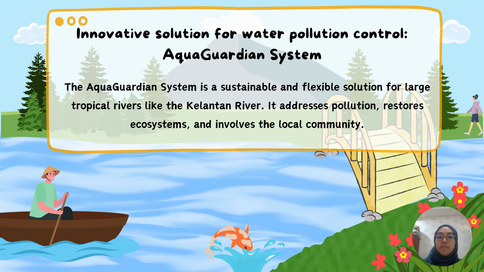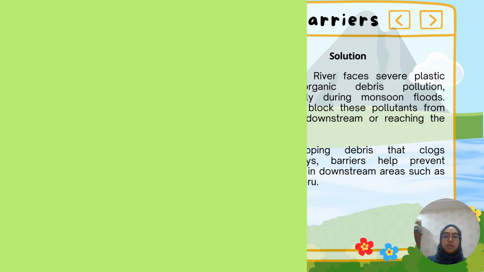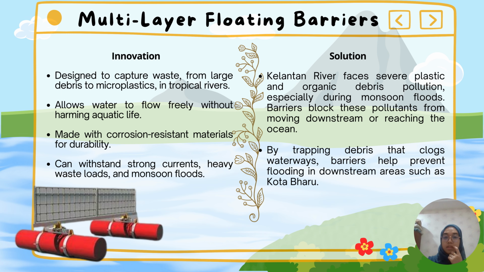Okay, for innovative solution for water pollution control, which is aqua garden system. The aqua garden system is a sustainable and flexible solution for large tropical river like the Kelantan River. It addresses pollution, restores ecosystem, and involves the local community. Okay, first for innovative development, which is multi-layer floating barrier. The innovation is designed to capture waste from large debris to microplastic in tropical river.